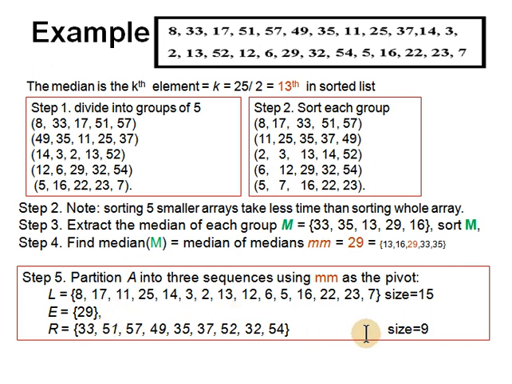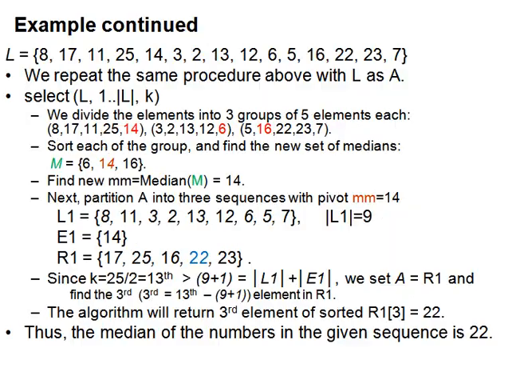R is of size 9, L is of size 15, and we want the 13th smallest element. The equal-to part is 29, because it is the median. So the 13th would be in the left side, and in the left side we continue. Again we sort into three groups of 5 elements each, and then find the median of medians. The medians are 14, 6 and 16, so the new median of medians is 14.